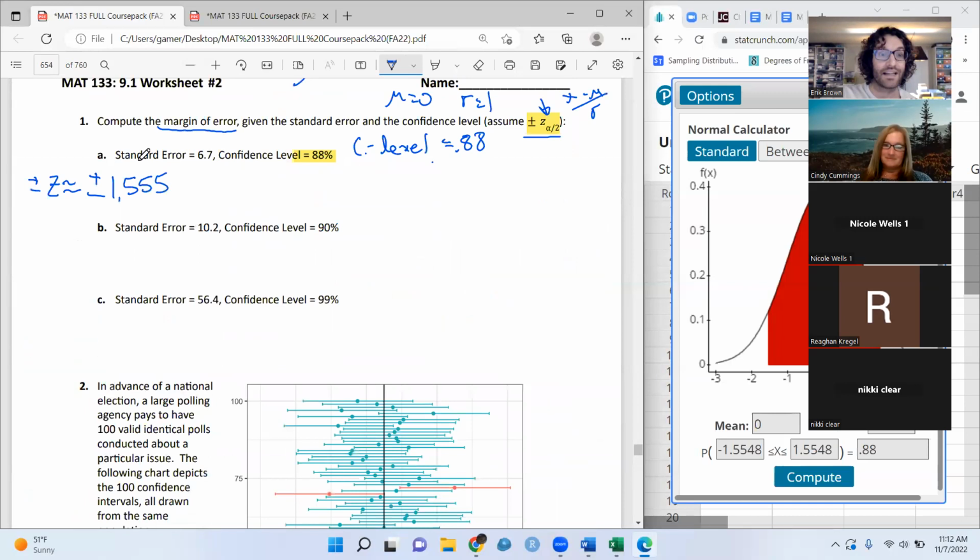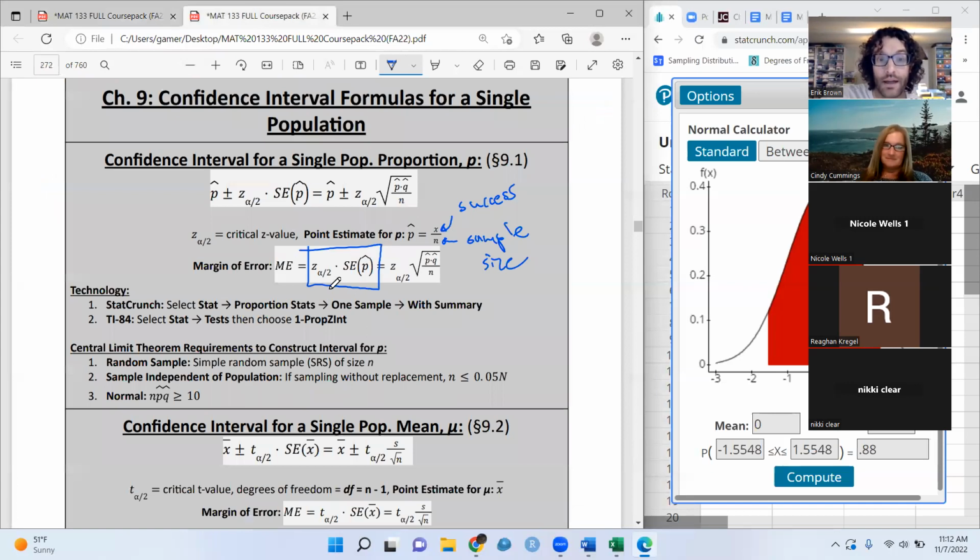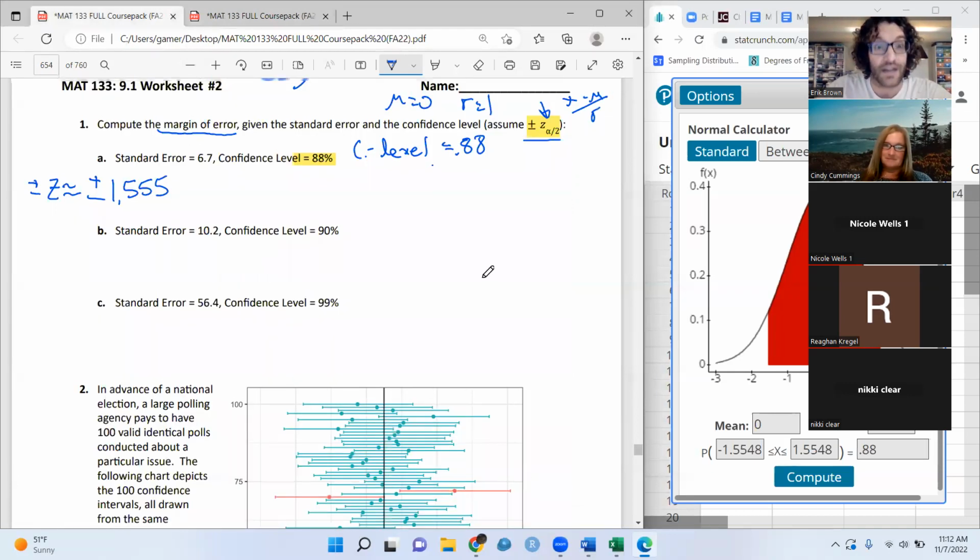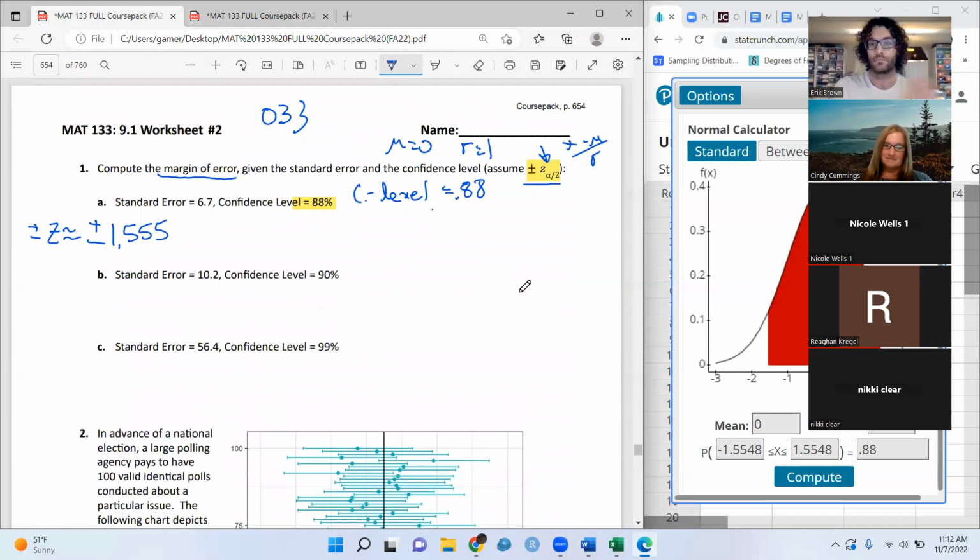So what we need is to understand how to compute the margin of error without knowing the confidence interval. And this is the formula. It's the critical value, the positive one, times the standard error. So let me ask again, do we know the standard error and the critical value?